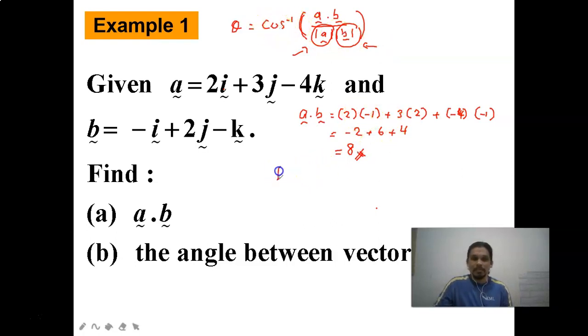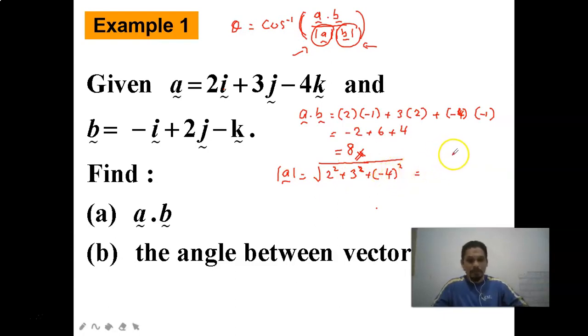So then modulus of A equals square root of 2 squared plus 3 squared plus negative 4 squared. Okay, 2 squared equals 4, plus 3 squared equals 9. 4 plus 9 is 13, and plus 16, since negative 4 squared is 16. And this gives you square root of 29.